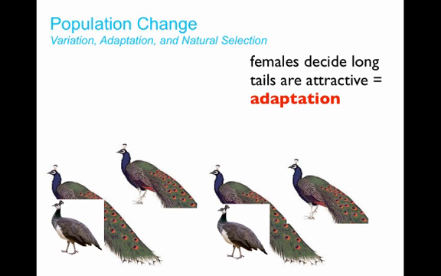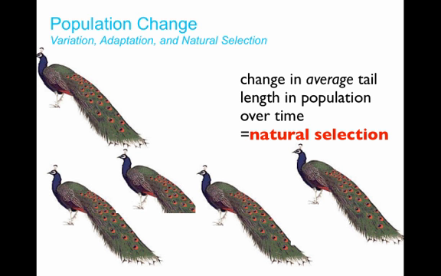Or we could say that the preferential choosing of the peahens is putting selective pressure on the peacocks to have long tails. So what's going to happen in our population? Well, eventually there is going to be a change in the average tail length in this population over time. We're going to see more and more peacocks born with long tails and fewer short tails as the population changes. And this is another example of natural selection.